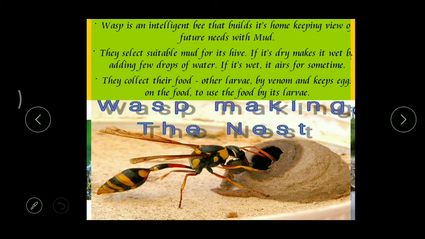And the next one, have you seen this one? This insect. Generally we can find this insect in our home or in our surroundings. We call this a wasp, and which is also very intelligent, right? Okay, that means by thinking about its future needs, it constructs its nest with what? With mud.